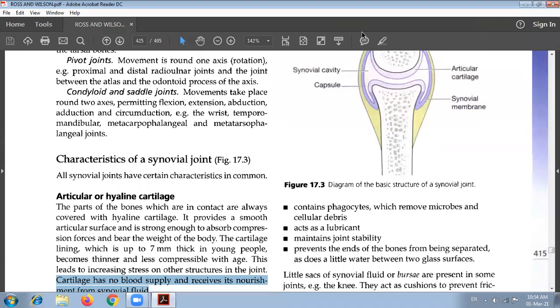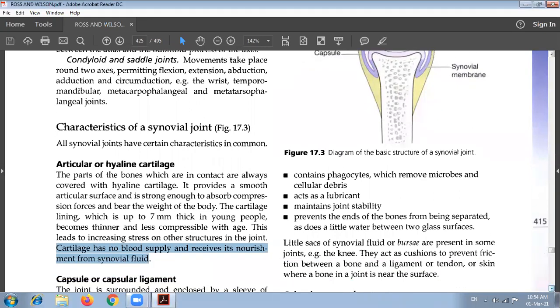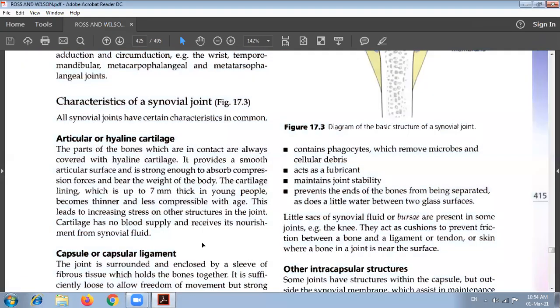This white color fluid is the synovial fluid. This is the synovial fluid filled in this cavity. This gives the nourishment to all the fibrous cartilage and hyaline cartilage material to get its nourishment and prevents the friction between the two bones. So this is a very important thing that you have to note here.